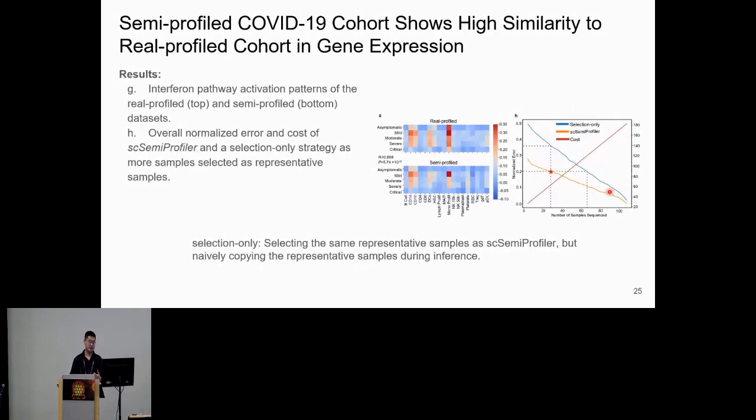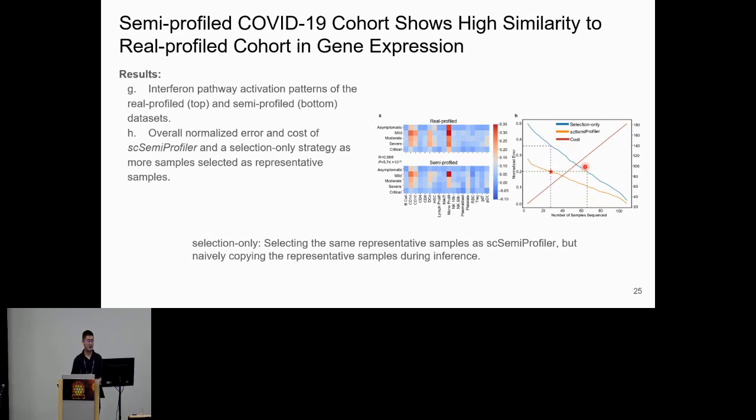We also compared with a baseline method called the selection-only method, which is the higher curve here. For the selection-only method, we always have the same representative samples, but whenever we want to infer the single-cell data for our target sample, we simply copy its corresponding representative. So it's doing naive in silico inference. And it shows that our method using the deep generative learning model actually has a much lower error.